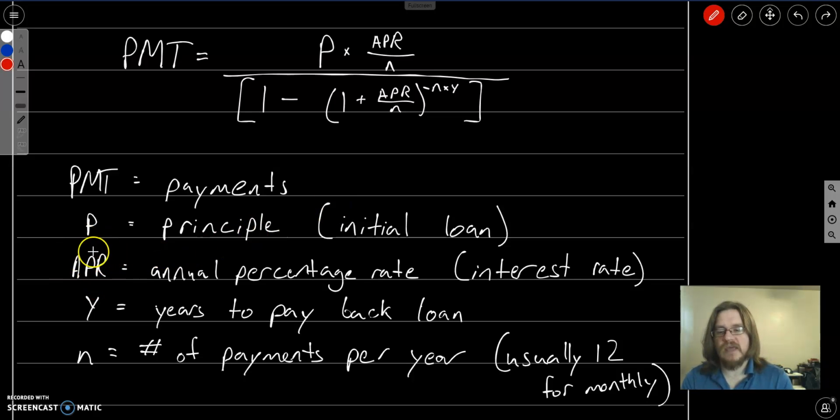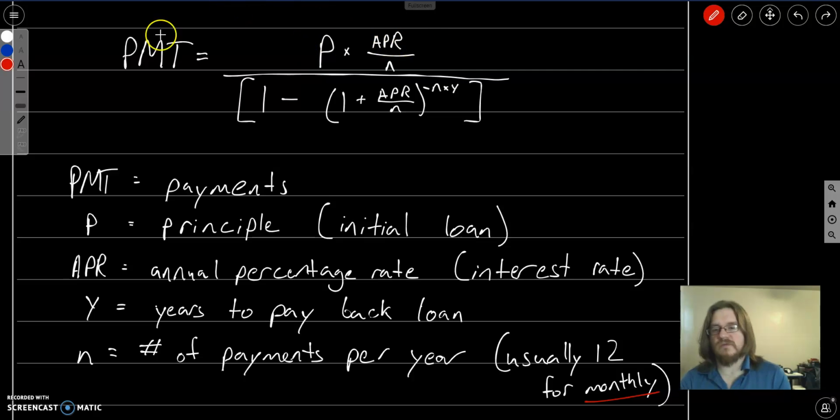We also have our APR, which is our annual percentage rate, meaning our interest rate, and that shows up a couple of times. Y is how many years it takes to pay back our loan. So there's Y. And n is how many payments we're going to make a year. Since we're just going to be focusing on monthly payments, n is going to be 12 because there are 12 months in a year. And n shows up in 3 places in our formula.